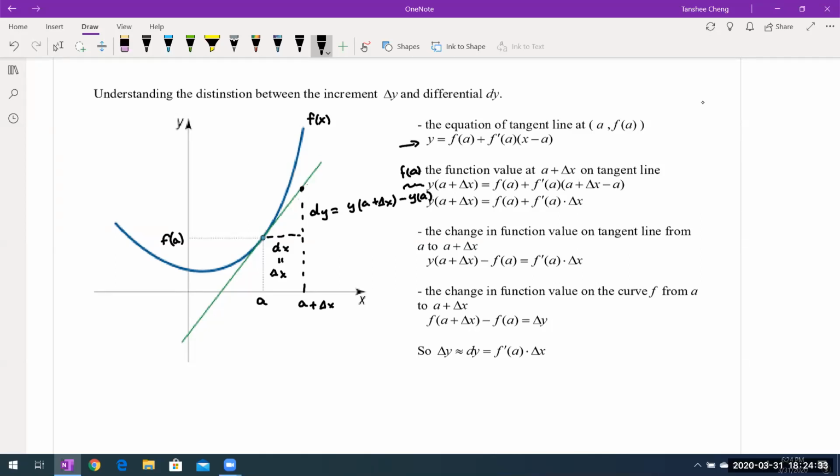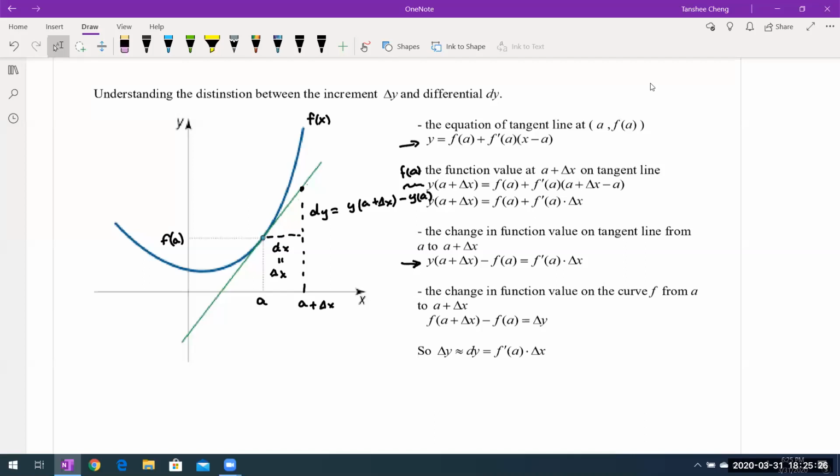So that's why we are seeing right here my dy, the change in the function value on the tangent line from a to a plus delta x, that is basically y of a plus delta x minus f of a, which is equal to what? My right hand side, f prime of a times delta x. So let me stop right here, and do we have any questions so far?